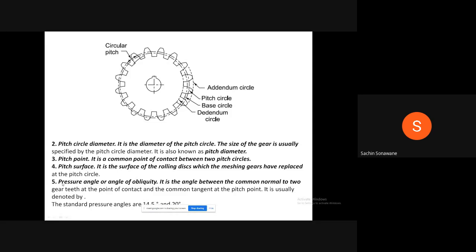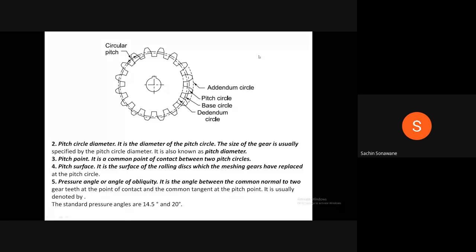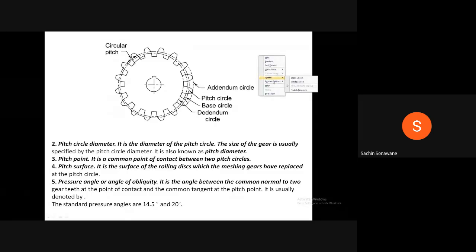Now another important definition is pressure angle or angle of obliquity. It is the angle between the common normal to two gear teeth at the point of contact and the common tangent at the pitch point. It is usually denoted by letter phi. The standard pressure angles are 14.5 degree and 20 degree. Now what is meant by common normal and common tangent? I will draw a separate figure here. Then you will understand.